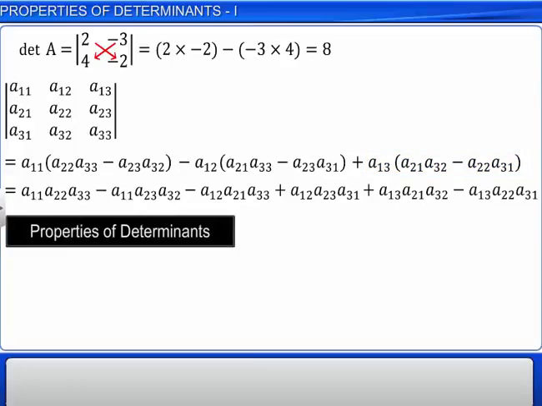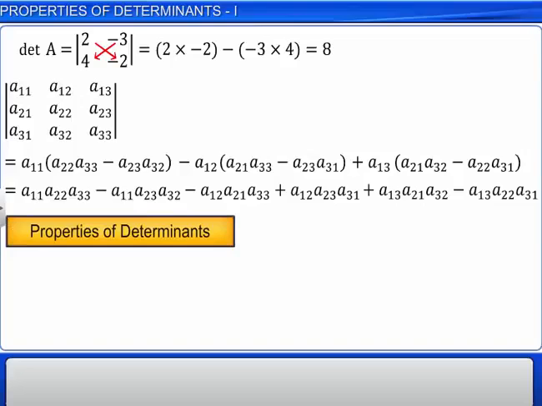However, by using some properties of determinants, we can obtain the maximum number of zeros in a row or a column in a determinant, which simplifies the evaluation. Let us learn these properties one by one.